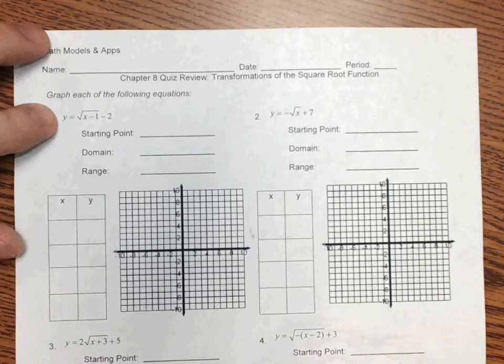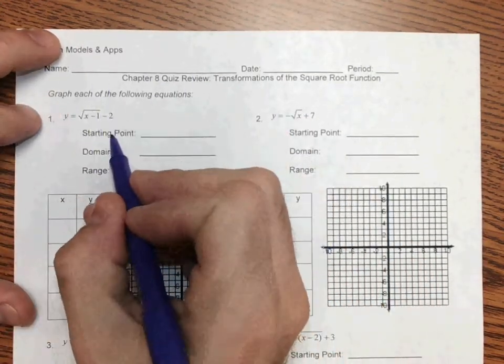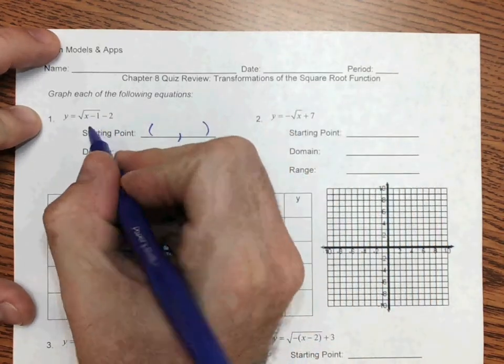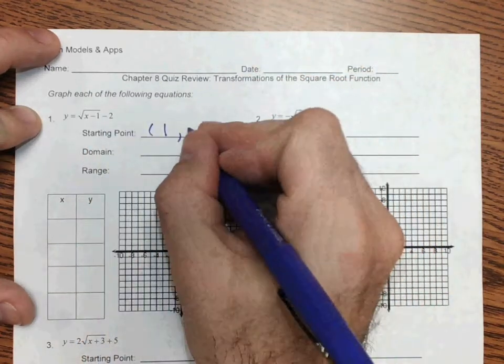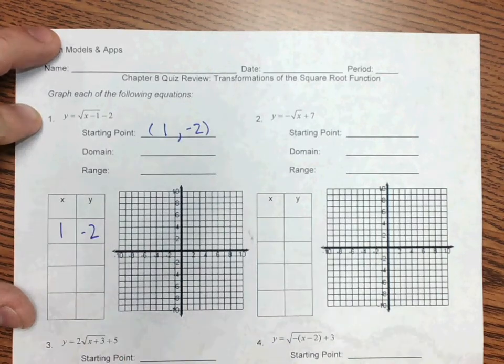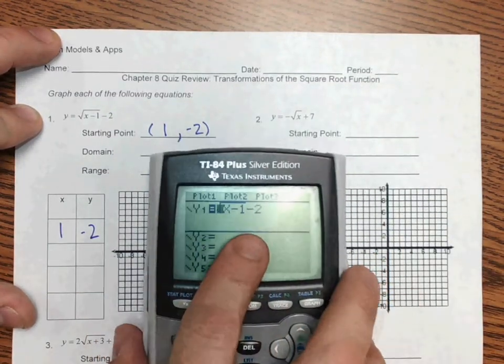Quiz review time. So we're going to start off with some graphing. To find the starting point, which is our first step in any problem here, we're going to look at the opposite of the value on the inside. So this would be positive 1, same as the value on the outside, which means negative 2. So I'm going to plot that on my table.